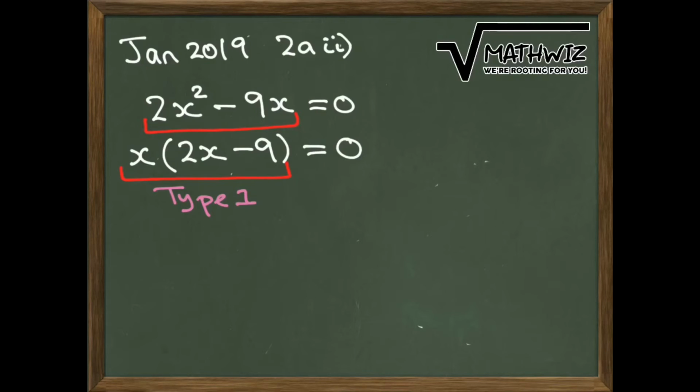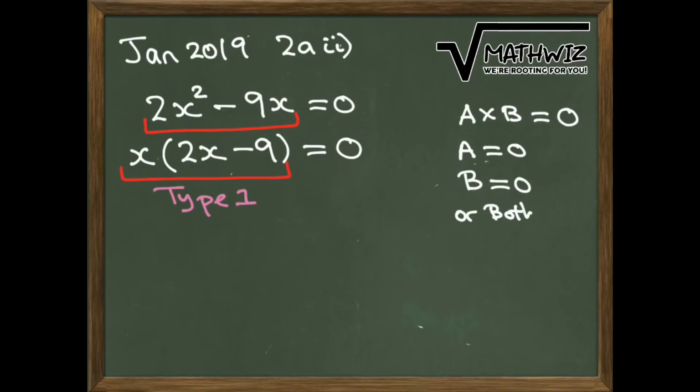Now, at this point, what we want to notice is that if we have two things being multiplied and we get 0, it means 1 out of 3 things, or maybe more than 1. It means that either A is equal to 0, B is equal to 0, or both are equal to 0. Essentially, when you factorize, you're expressing it as a product. This is really saying x times 2x minus 9, and that little dot will mean multiplication.